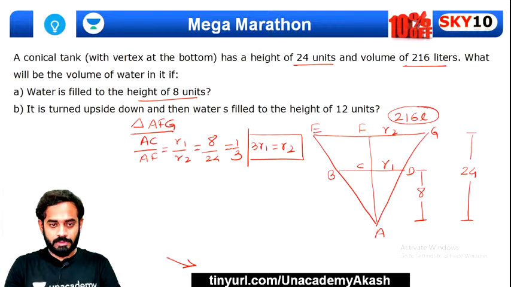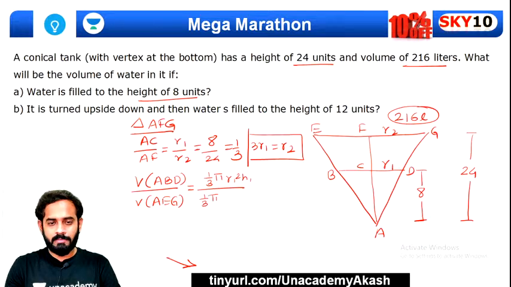Now the volume of cone ABD upon volume of cone AEG is equal to 1 by 3 pi R1 square H1 upon 1 by 3 pi R2 square H2. 1 by 3 pi cancels. R1 square is R1 square as it is, you can write H1 is 8. Now in the place of R2 you have to put 3 R1, so it will be 9 R1 square into H2 is 24.